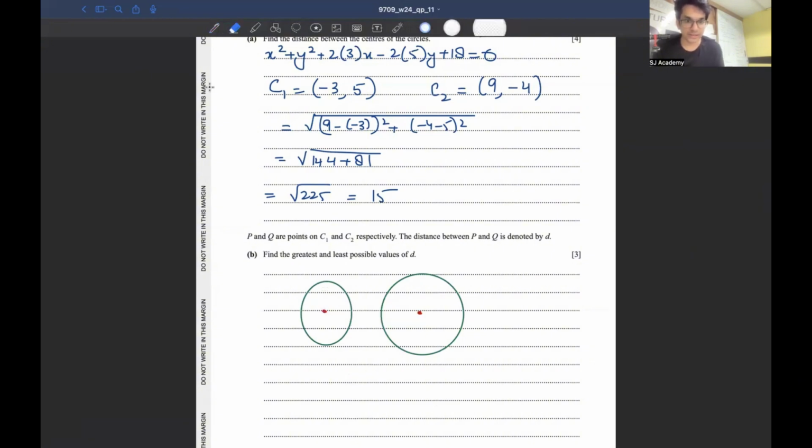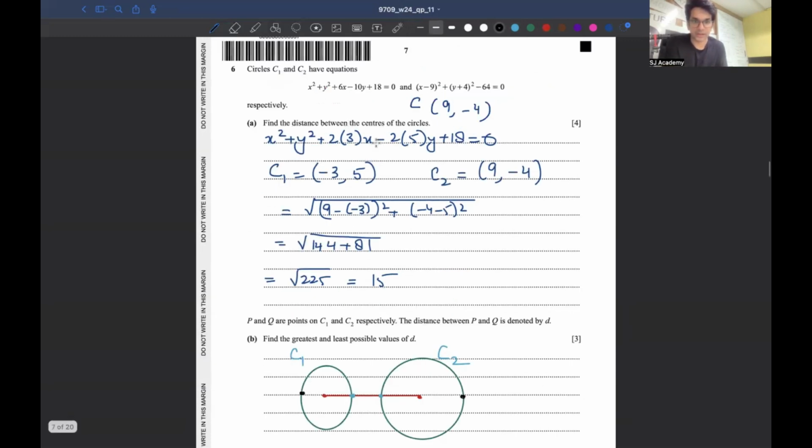Now to find the least distance, first let's make this line. We know that this distance is 15. We need to find the radius of each of these two circles. So for C1 and C2, if we can find the radius of C1 and the radius of C2, we know that these 2 points will be the closest. So this will be the least distance, and these 2 points on the furthest ends will have the largest distance. Now, how to find the radius?